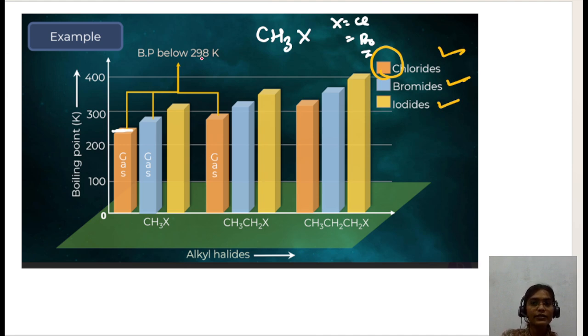Now, what is written below 295? My question to you: why is chlorine a gas? First of all, answer this question, then this graph will be clear for everyone. My question, why is chlorine a gas? Not polar, no, it's not that, but iodine is a solid.